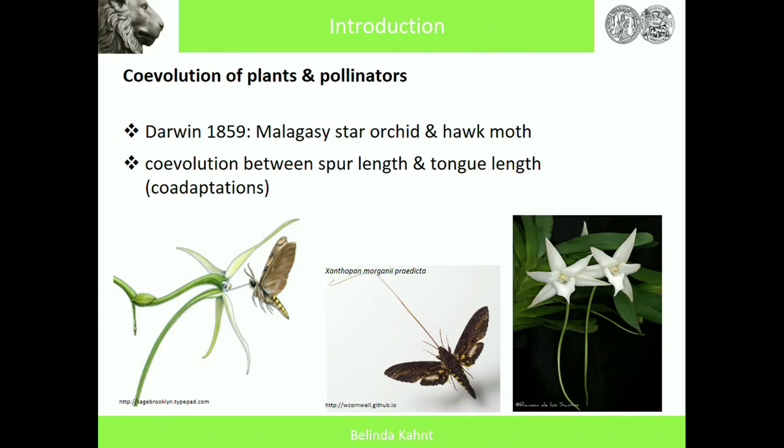The concept of coevolution was already introduced by Darwin, who hypothesized that the Malagasy star orchid must be pollinated by a pollinator which has an exceptionally long tongue, which you see here. So he actually hypothesized that there might be coevolution between the spur length of the plant and the tongue length of the pollinator.